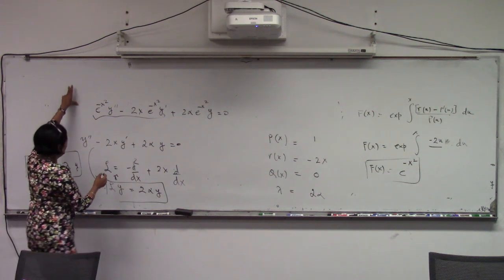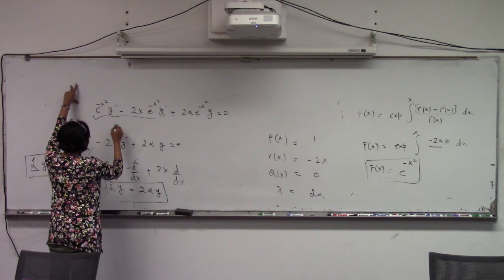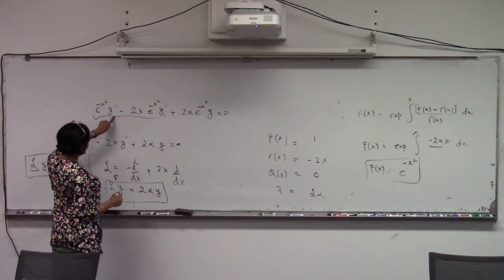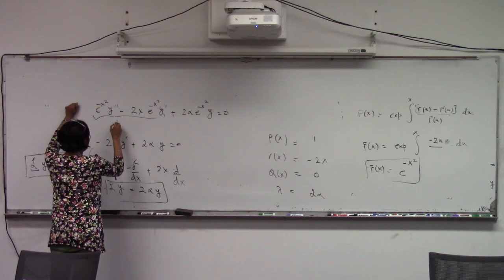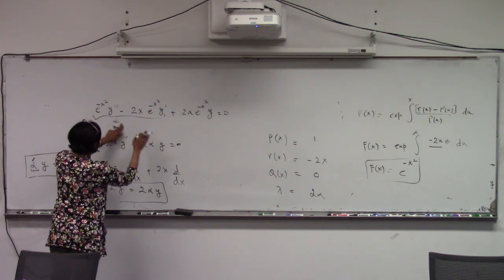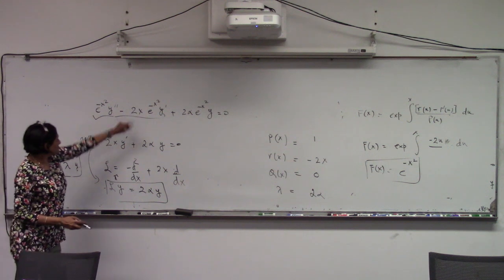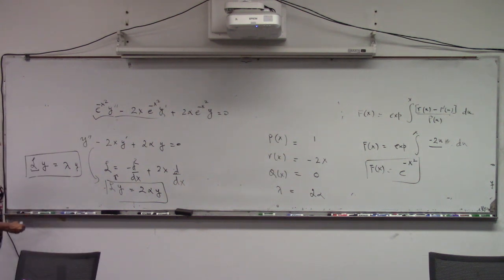Which I can write as d over dx of exponential of minus x squared y prime, right? So this is just a differential. Can I combine the first two terms? That is the first term, and that is the second term.